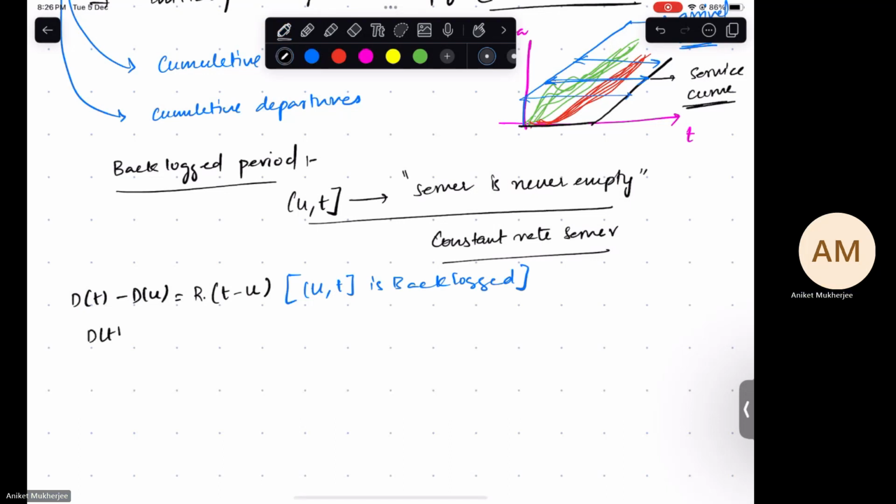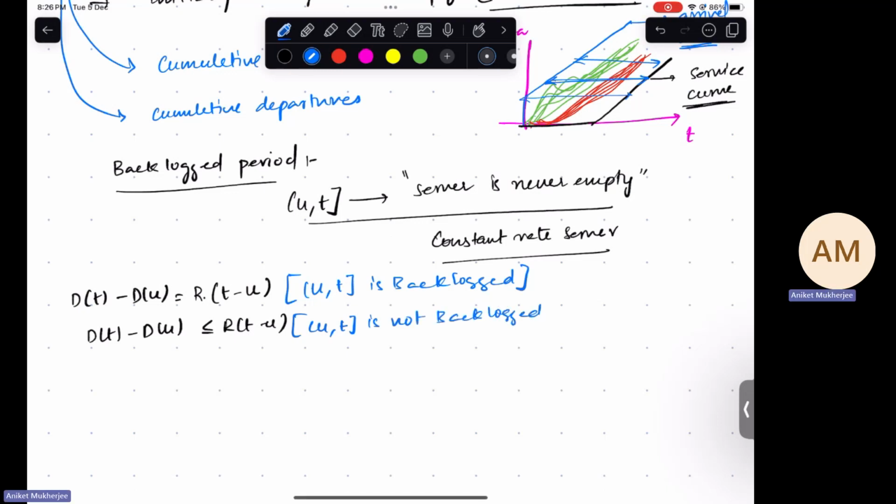Then we have dt minus du would be less than r into t minus u if it is not backlogged. The total amount of departures would be less than the constant rate times the interval if it is not backlogged. I hope this is intuitively clear.